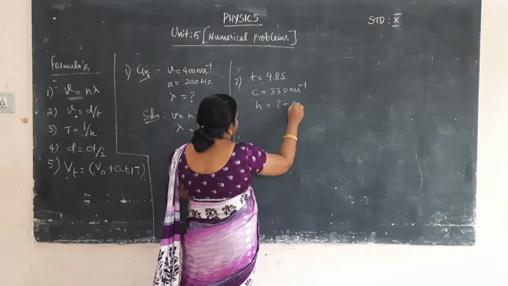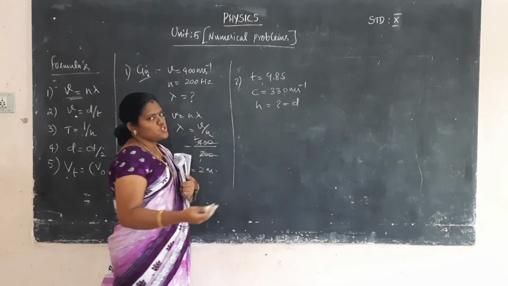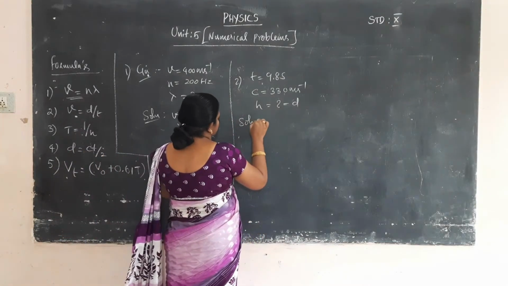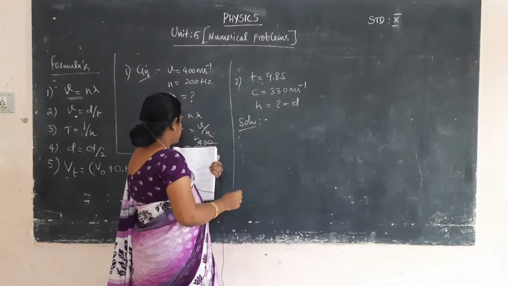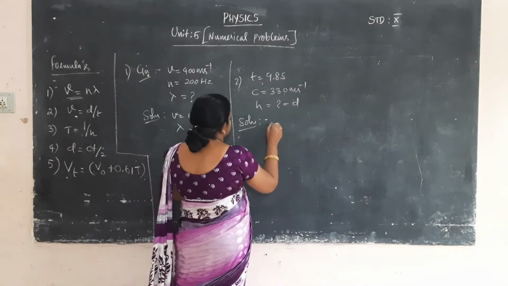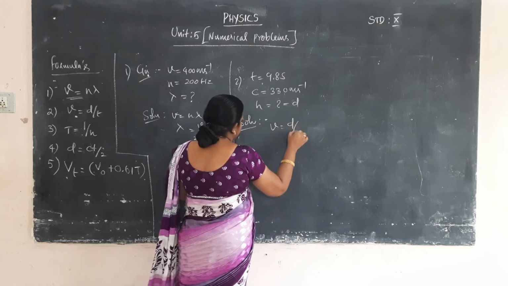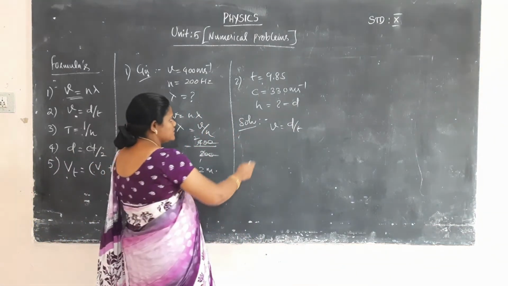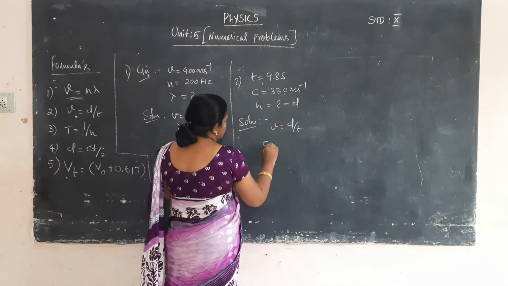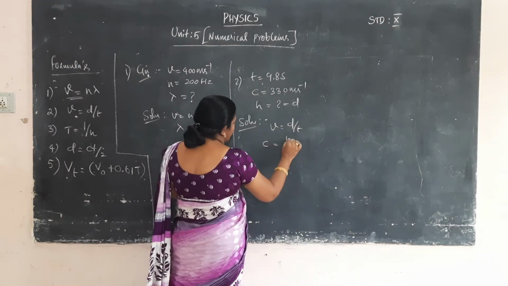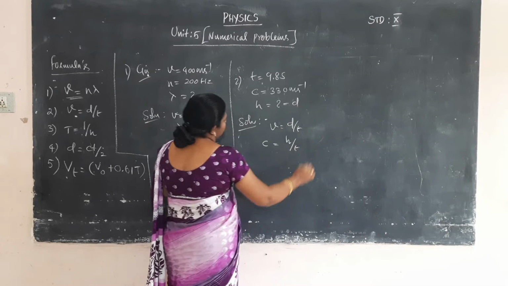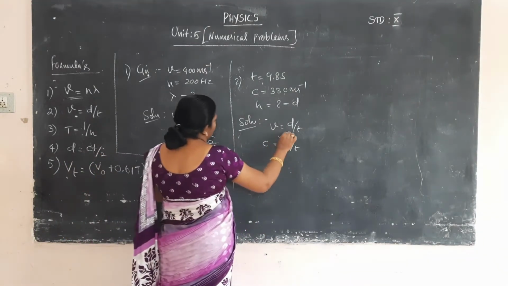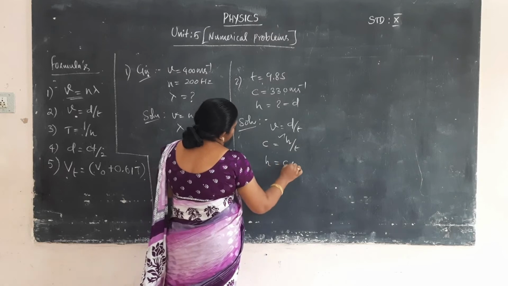H will be taken as d. Okay, so h will be mentioned with d. So we can easily find the solution. Velocity v is equal to distance by time. In this problem, velocity will be mentioned with c, and d is the height of the cloud. So c is equal to h by t. We want the height of the cloud only, so h is equal to c into t.